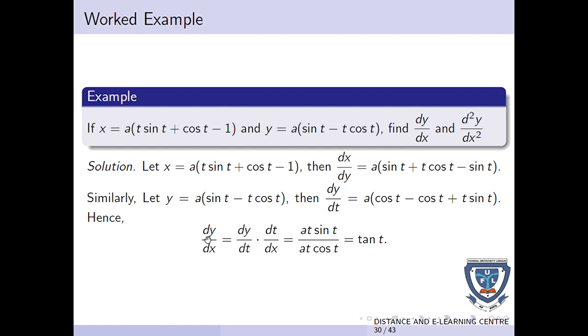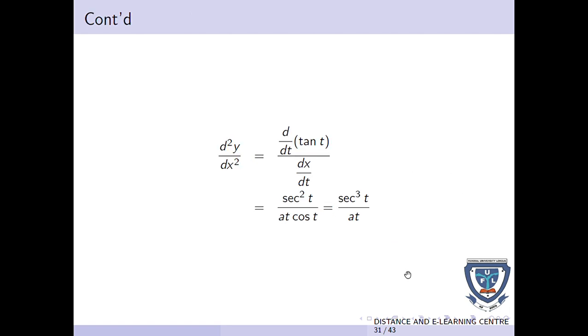So hence, dy/dx will be dy/dt times dt/dx. And when you do that properly, you're going to have tan t. And the second derivative here will give us sec cube t all over at.